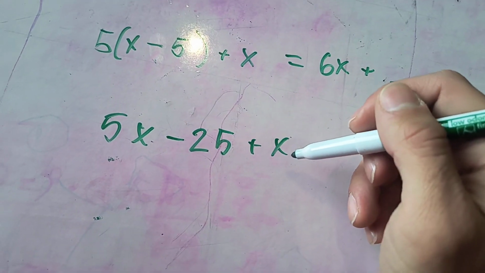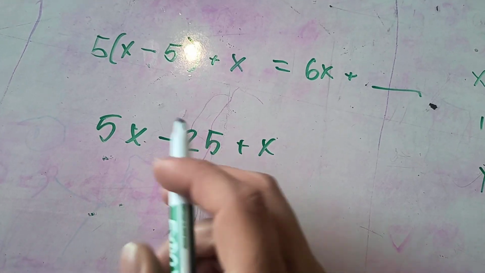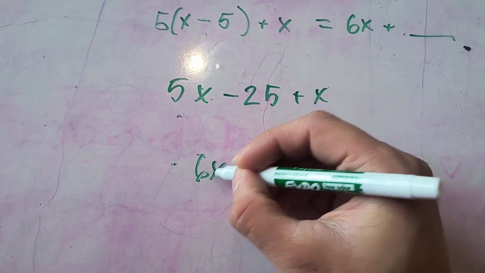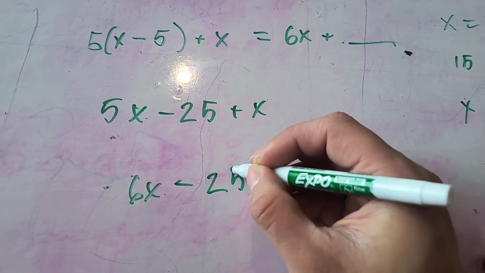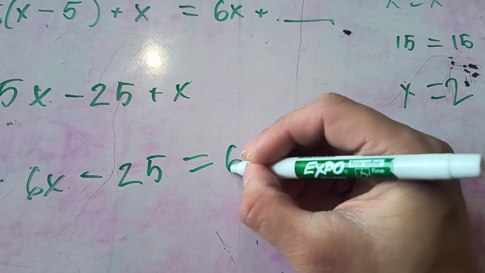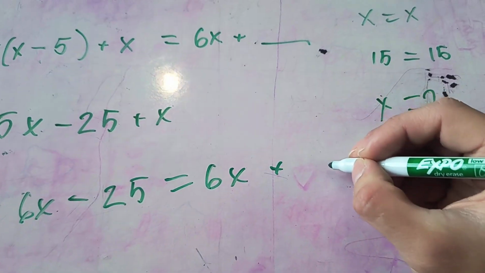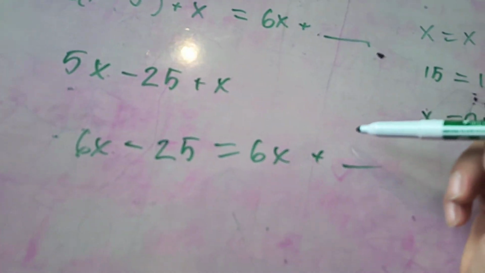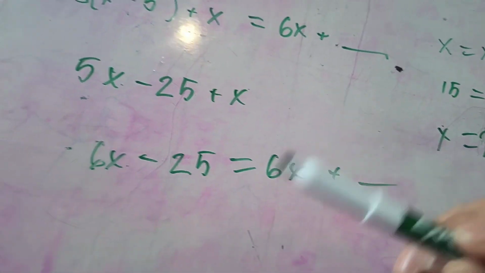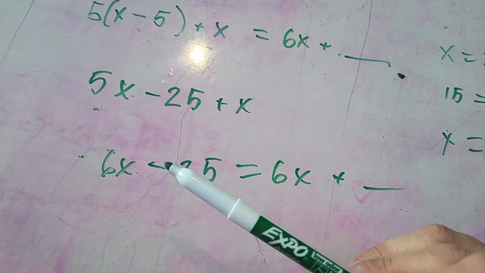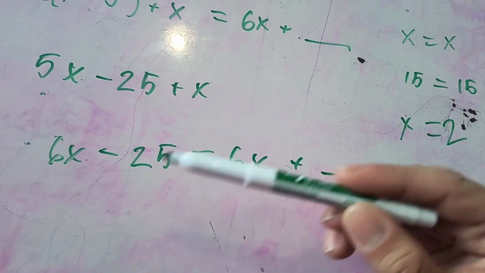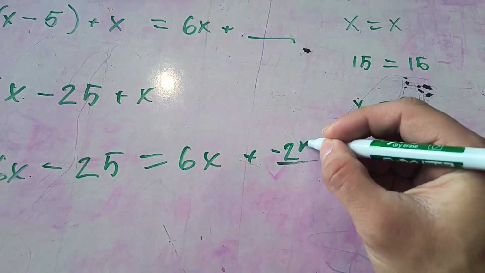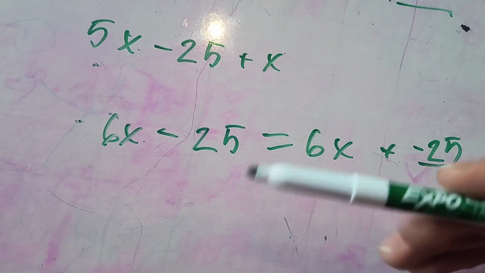Well, we can combine these like terms. 5x plus x would be 6x minus 25. And that's equal to 6x plus blank. Okay? So now we have to figure out what we're going to put on this side to get the same expression as this side. Well, we can just add negative 25. We can just go plus negative 25, and we'll get the exact same thing.